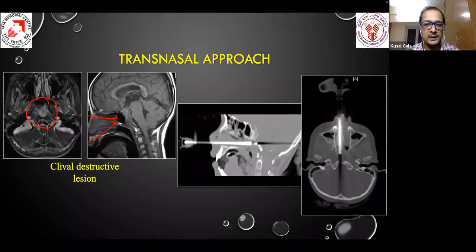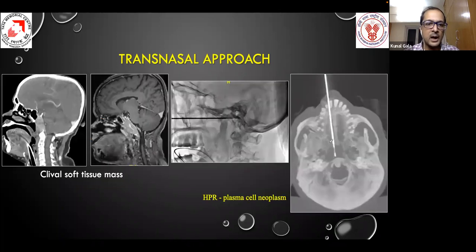So what we can see here is a destructive lytic lesion, and then what we are going with is a bone biopsy for stabilization, or one can use a sheath for stabilization and go in with a coaxial system and take multiple cores, do FNAC as well, confirm with a cytopathologist on site, and then take multiple cores from the same site. So this is another, where the soft tissue is located in the clivus.